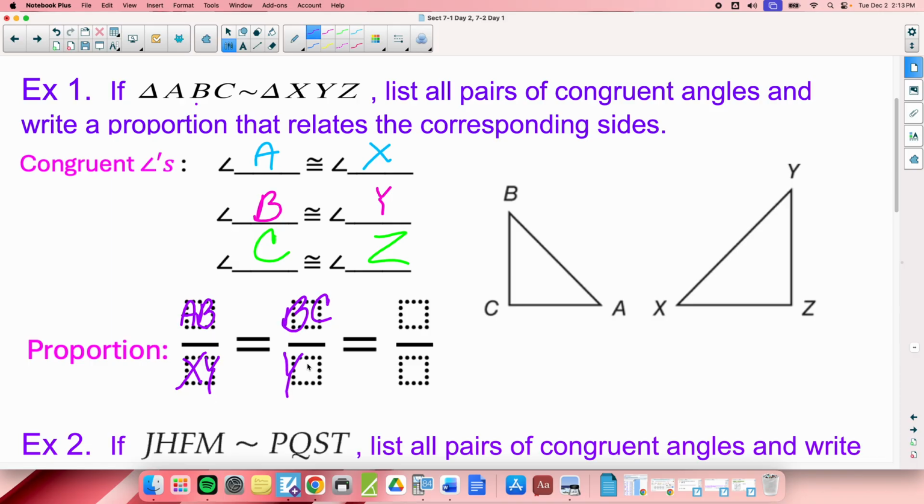YZ, very good. And then the last one you always have to do, you guys, is the first and last. First and last. And this is what I was saying. It doesn't matter if you call it AC or CA, it's the same thing. I generally call it AC, and that would go over XZ. Is that easy enough? Okay.